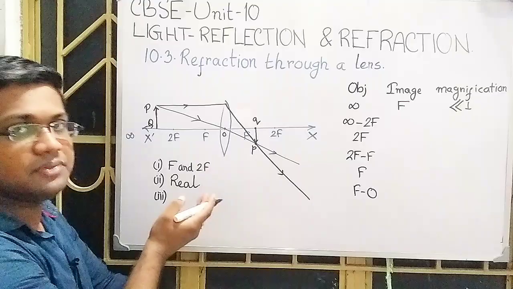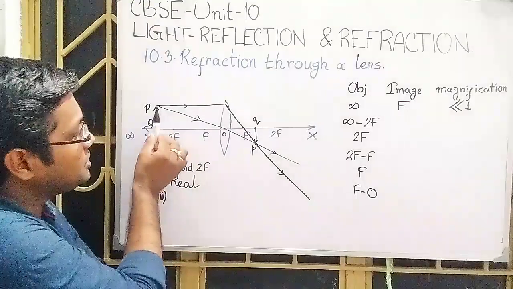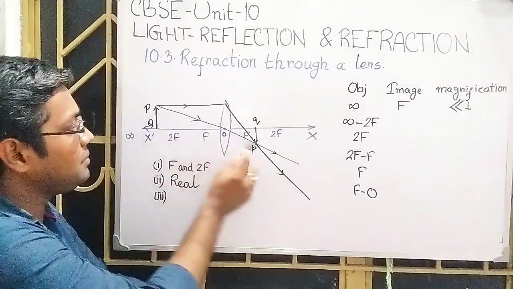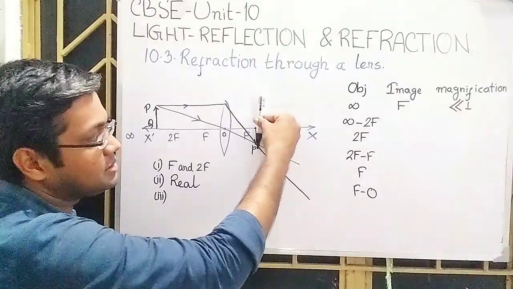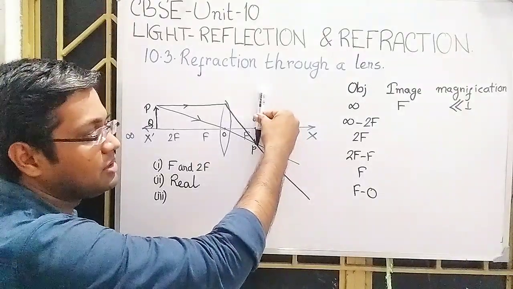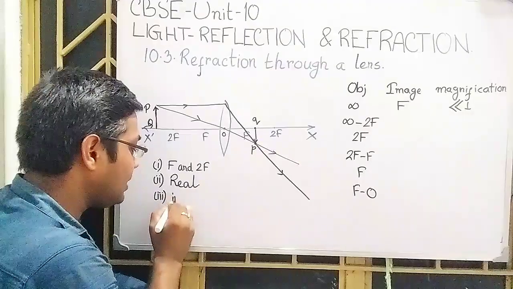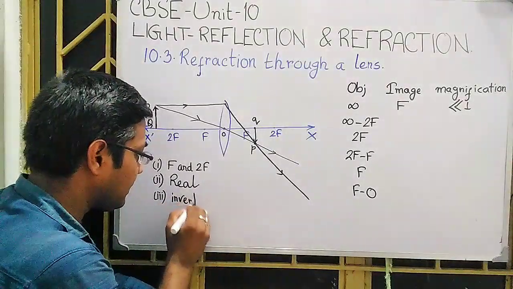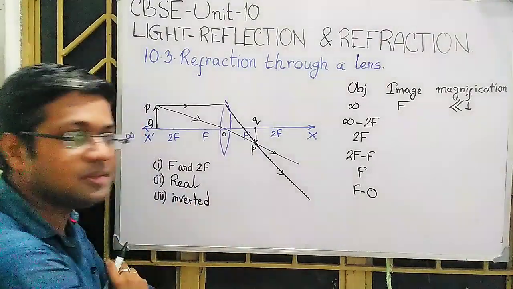Is it erect or inverted? Just see, the object is placed like this, but the image goes like this. The image is formed this way. So we can say it is evident that it is inverted.